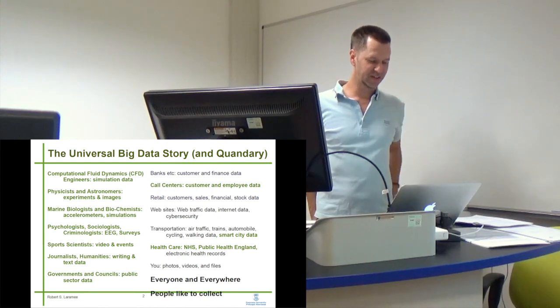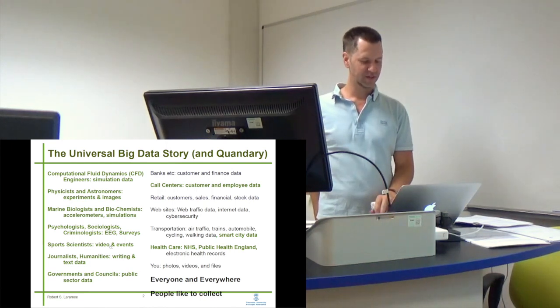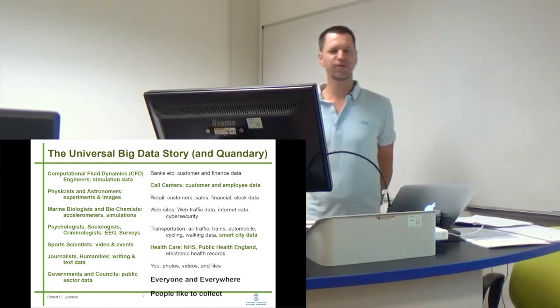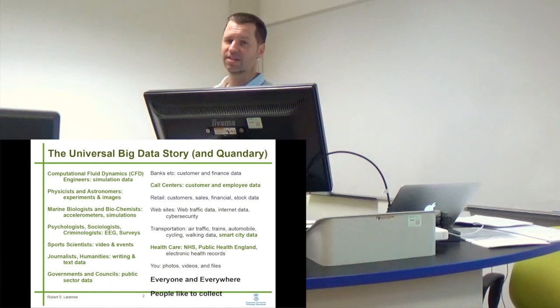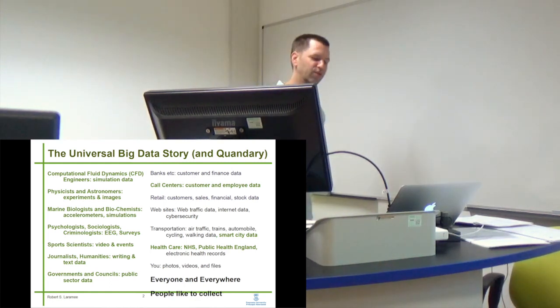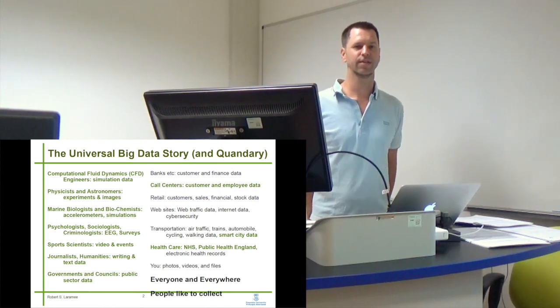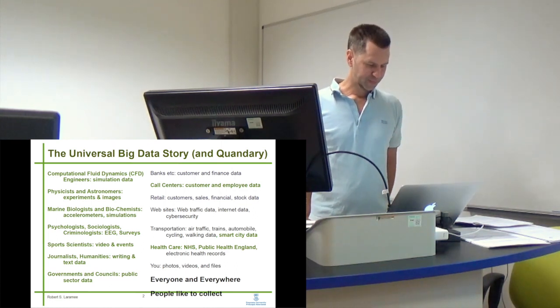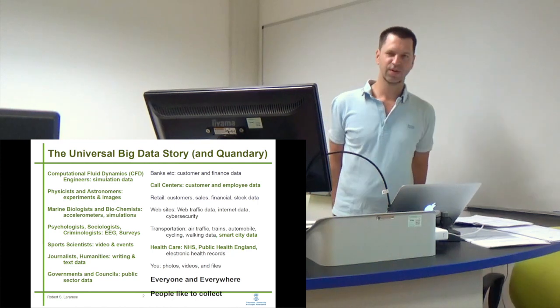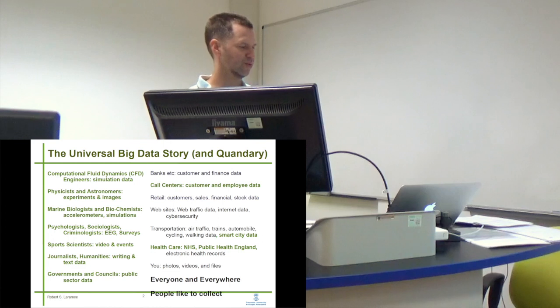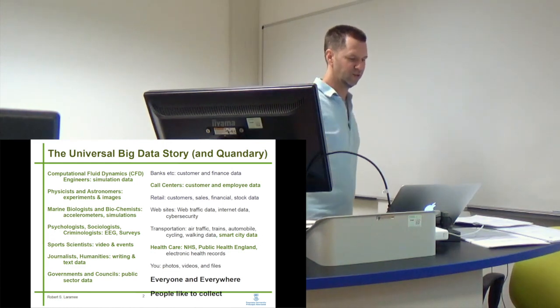Sports scientists study videos and events. Journalists and the arts and humanities study text. Text is data in the world, that's the way I look at the world. A library is a data set. Governments and councils collect the data about everybody that lives here and the resources that they allocate and use and so on.